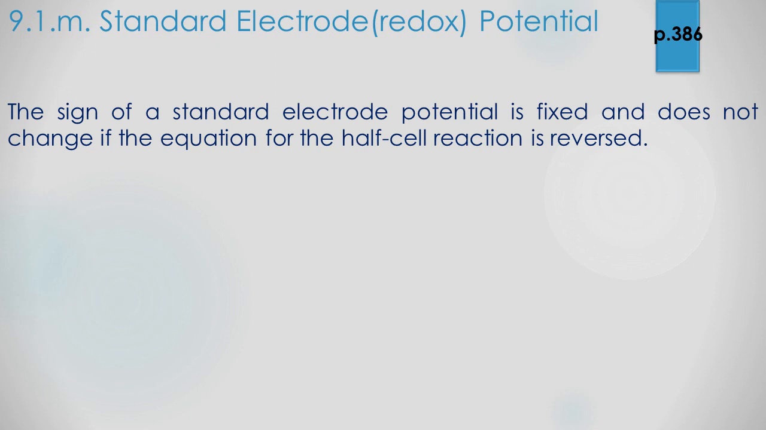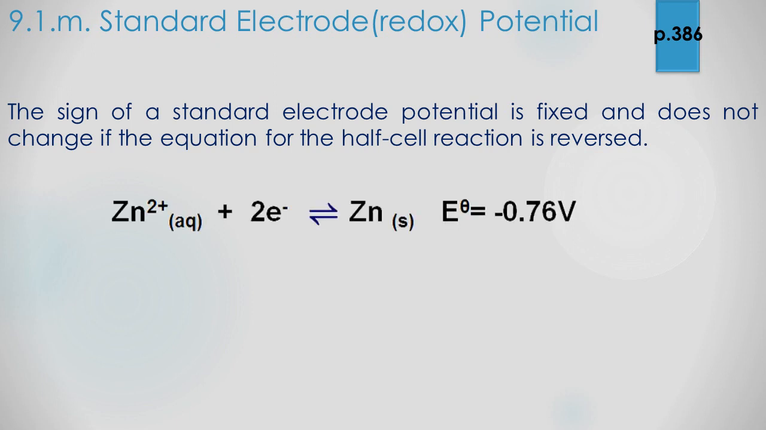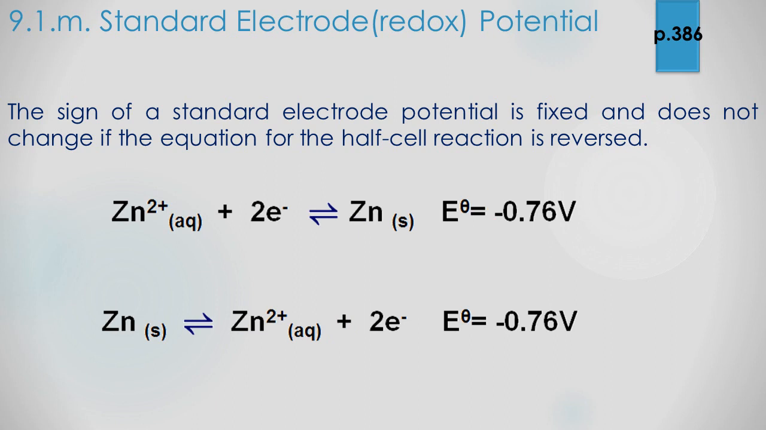The sign of a standard electrode potential is fixed and doesn't change if the equation for the half cell reaction is reversed. So whether it's a reduction or an oxidation, whether you write the equilibrium as Zn2+ plus 2 electrons forming Zn, or as oxidation of Zn, the value of the E0 of this half cell is constant. It doesn't change the sign.